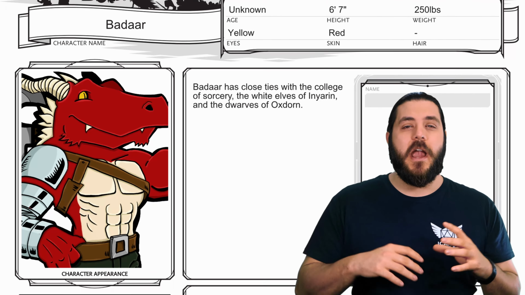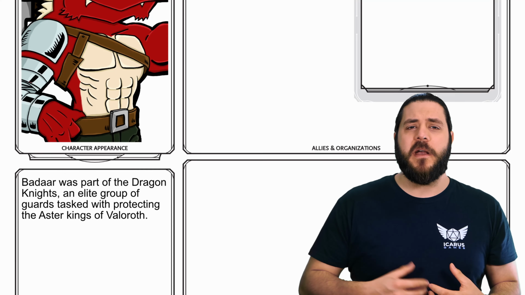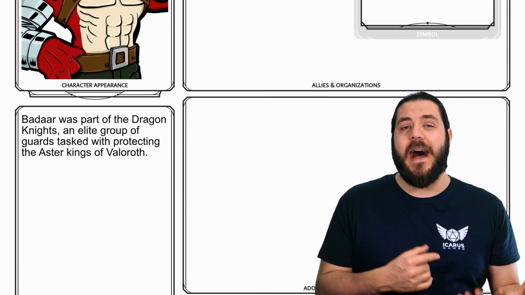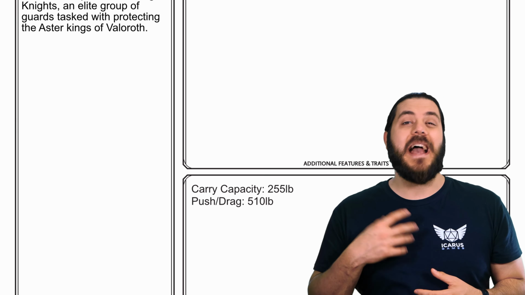The next page is all about your character as a person and gives you space to note down their physical description, draw a picture of them, expand on their backstory, or talk about their allies, and also adds information about their additional features or any extra treasure they have.